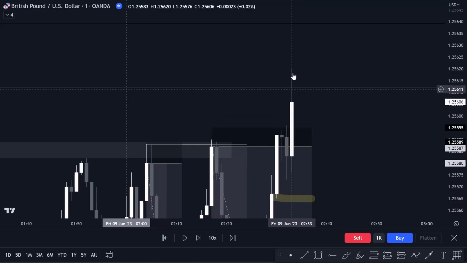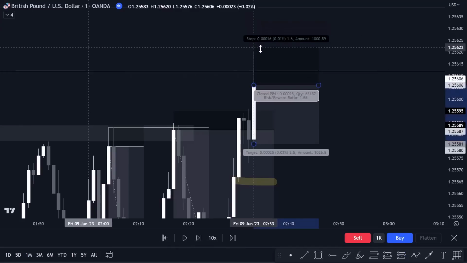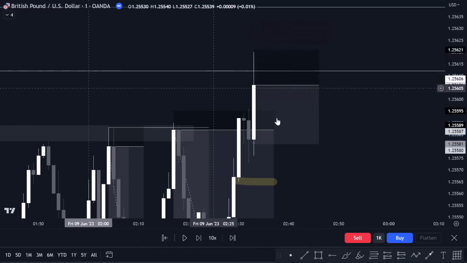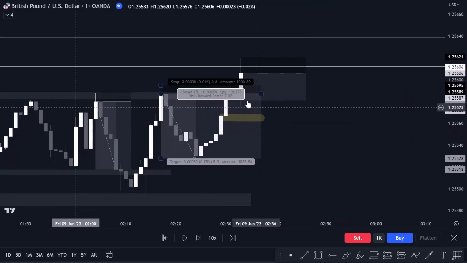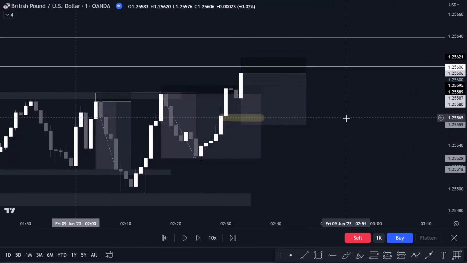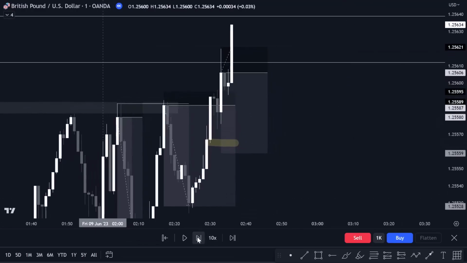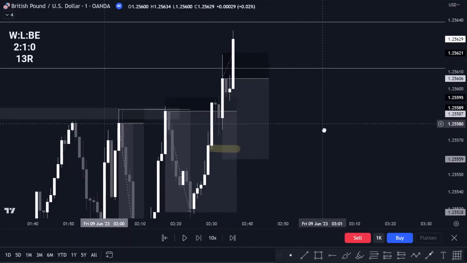So now price sweeps this level with a big wick, so I would enter immediately when this candle closes with a stop loss above this high here. And what I can target is, I would say this is 3-1, not bad, 3-1. Okay, price started to go down, but then it hits stop loss.